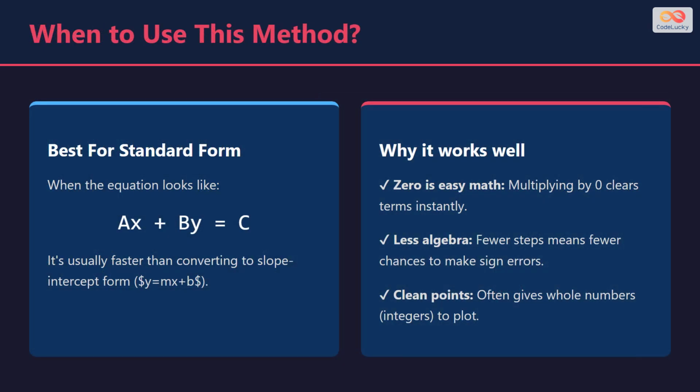So when should you use this technique? It is best used for equations in standard form, like ax plus by equals c. It is often much faster than rearranging the equation into slope-intercept form. Plus, for many textbook problems, the numbers divide evenly, giving you nice integer points to plot.